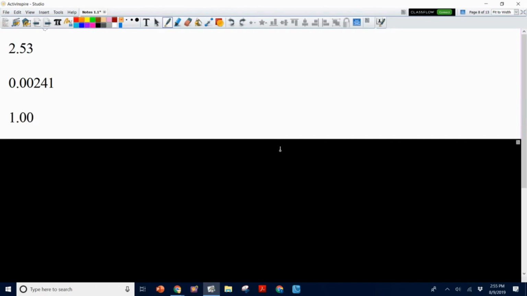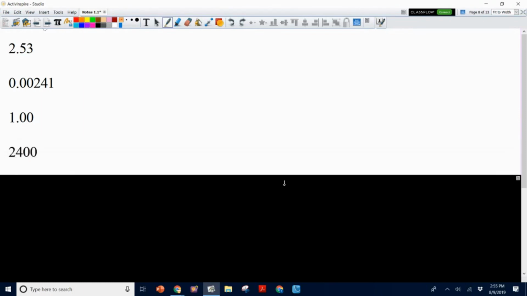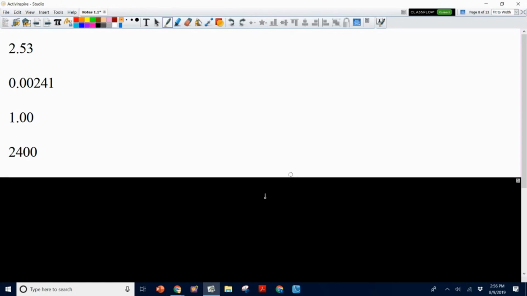What about 1.00? That's 3 significant digits. Because it has a decimal in it, those trailing zeros become significant. 2400. That's 2 significant digits. There are zeros at the end, but there is no decimal, so those do not count as significant digits. So that has 2 significant digits.